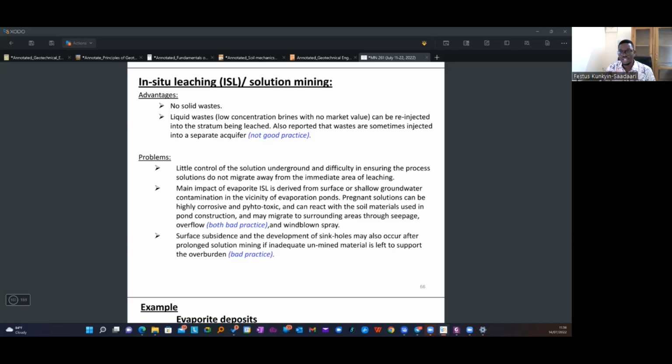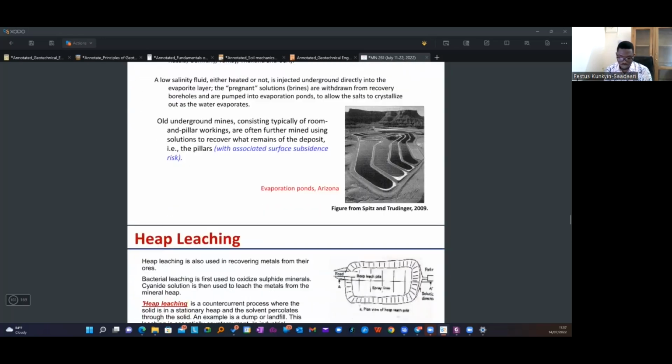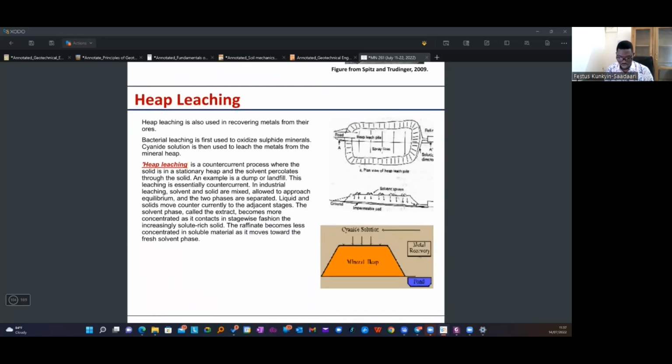So you have subsidence. You don't see anything going on, but you see a particular area beginning to cave underground. And so it means something has gone on there. They have taken something out of that ground. So surface subsidence is also a disadvantage of this type of mineral.